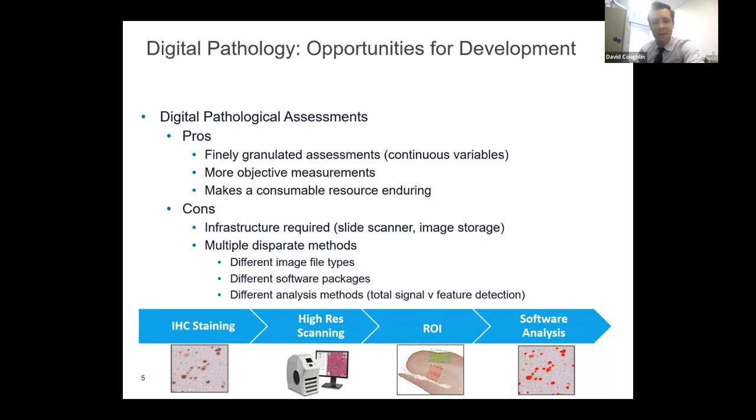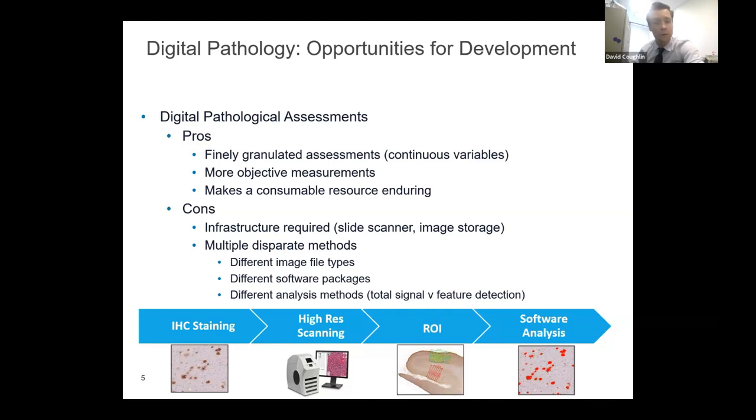Another really great thing is that it turns a consumable resource, tissue that you have to cut and stain, into a more enduring resource, where you have an image that you can transfer and do various types of computations on. There are some drawbacks, or at least challenges, to consider.